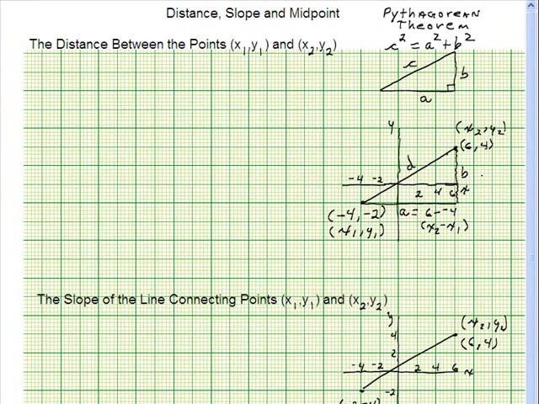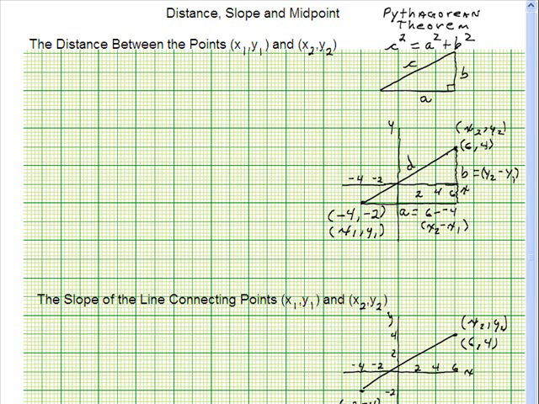On the length B, I can do the same thing. The length here is 6 because this point is 4 up. This point is 2 down, so that's a total length of 6, and I could get that 6 by doing B is equal to y2 minus y1, which would be 4 minus -2, which would give me my 6.